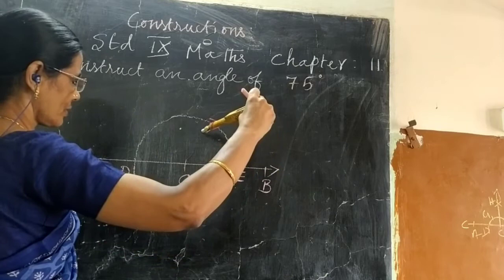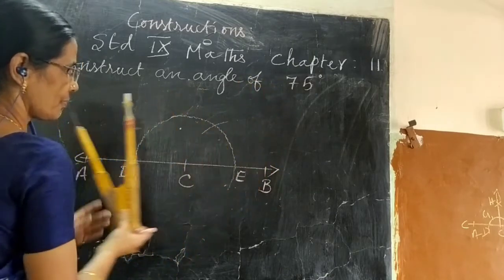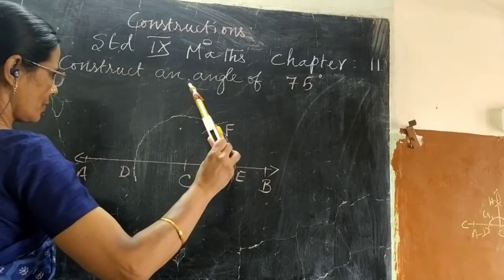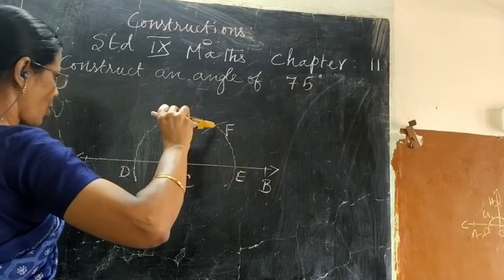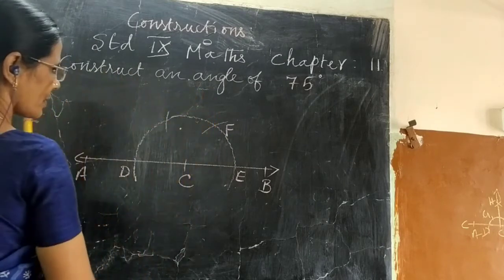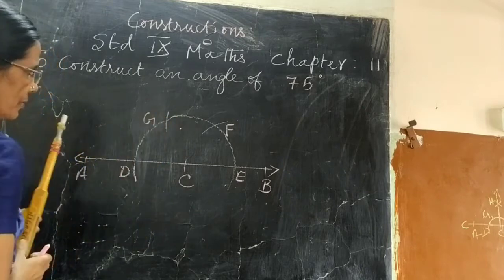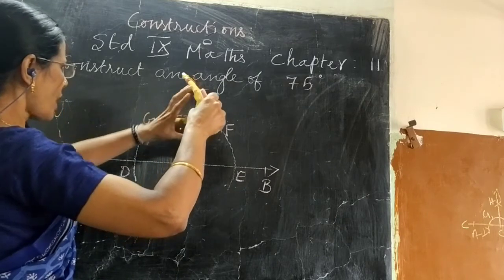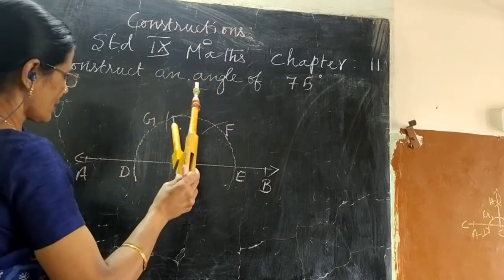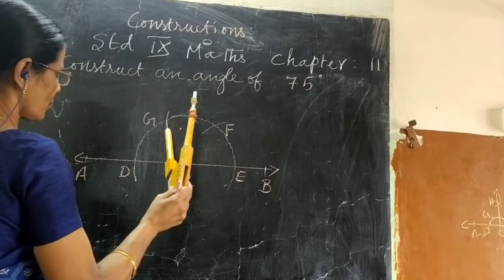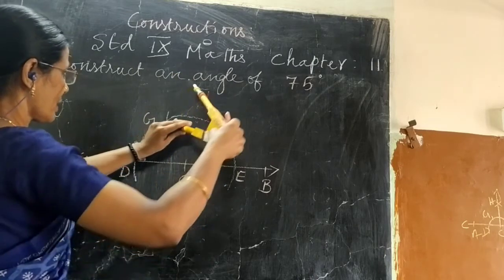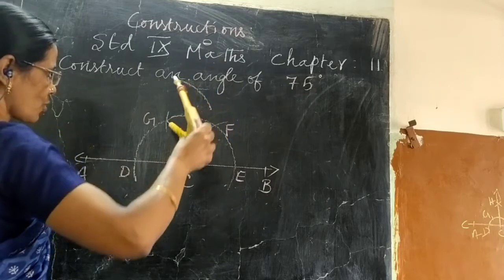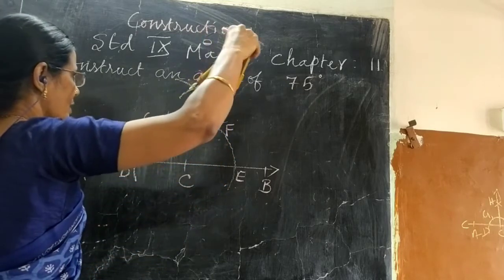with the same radius, draw an arc on the semicircle. Let the point of intersection be F. F center and with the same radius, very important, draw an arc again on the semicircle. We get point G. From G and F, we are going to draw two arcs which are intersecting. So radius can be any radius more than half of GF, or you can keep the same radius also. So I will keep the same radius. G center with the same radius, an arc is drawn. F center with the same radius, another arc is drawn.